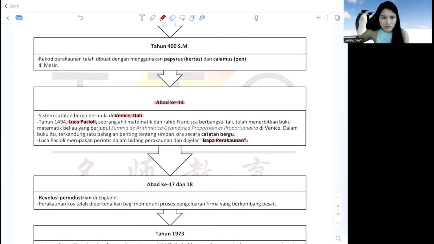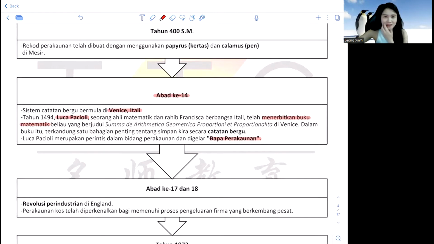And also, why did Luca Pacioli got discovered as Bapak Perakaunan? Is it because he just wanted to tell people, hey, I discovered Sistem Catatan Bergu? Actually, no. It's because he has published a mathematic book. Menerbitkan buku matematik, which inside this buku matematik, it contains the Sistem Catatan Bergu, which the accountants feel is an appropriate way to do all the recordings so that every single detail is recorded 2 times. You get it?